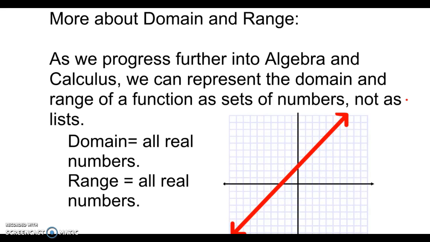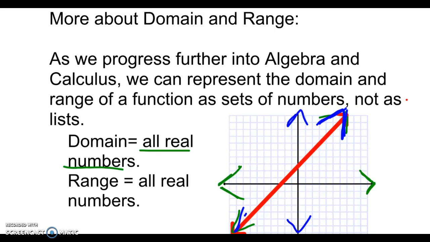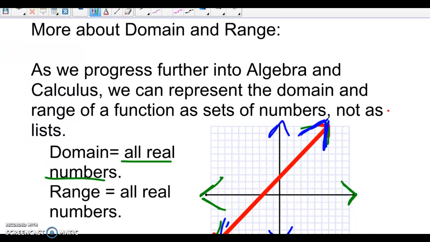Domain is all your x values that go from left to right. Your graph is going to keep going left and keep going right, so your domain is all real numbers. Same thing with it going up and down. There's your range going up and going down, and it's going to keep going up and keep going down. So your range, again, is all real numbers.